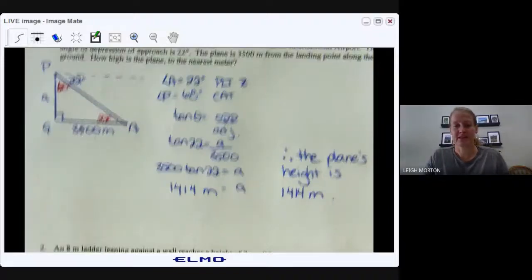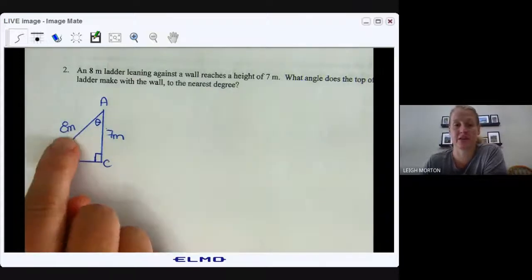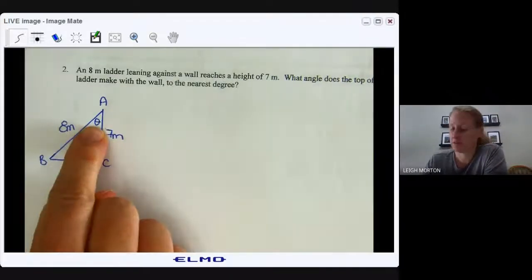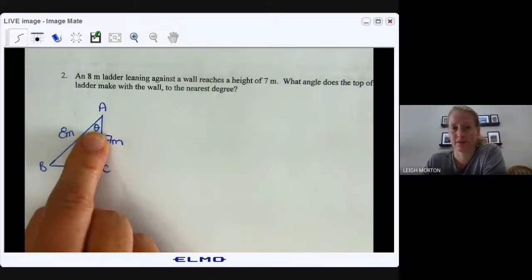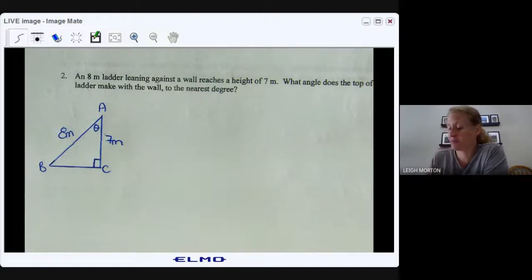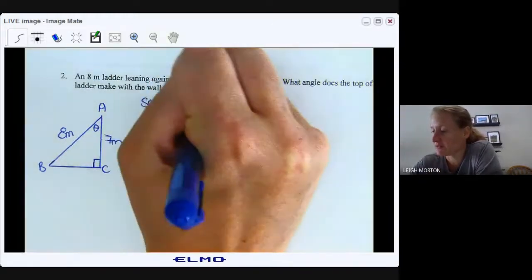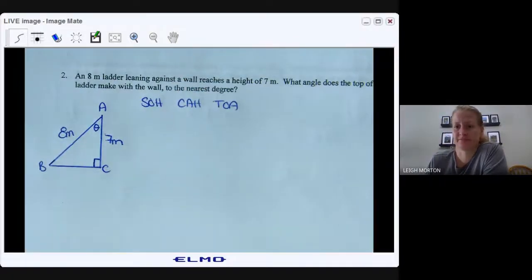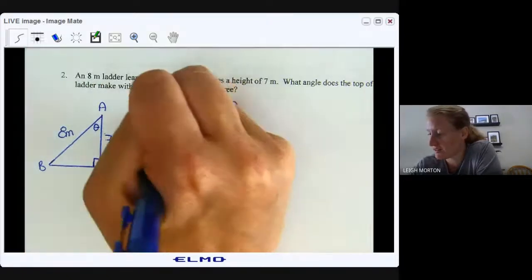All right, here's my diagram. Yours may be reversed, but do you have the same labels? 8 meters on the hypotenuse, 7 meters on the height, and we're finding the angle that the ladder makes with the wall. So that's up here. So what trigonometric ratio would we use to solve for that angle? Yeah, cosine, because we have adjacent and hypotenuse. Go ahead and solve, please.